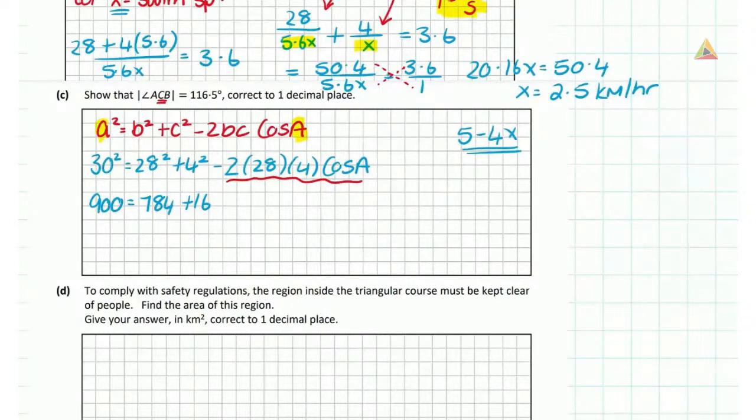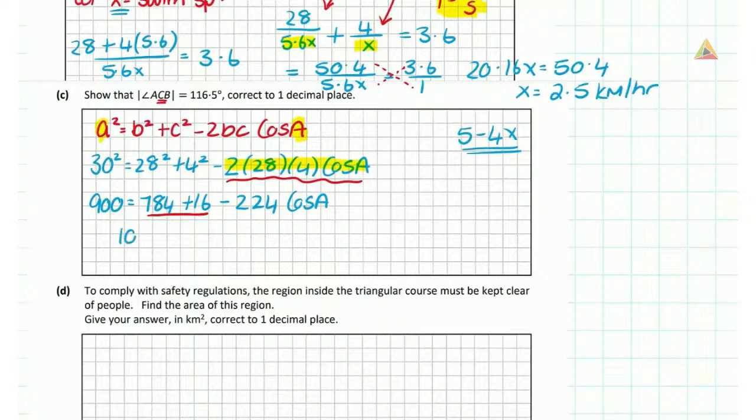So it's pretty much the same thing here. This has a cos A tagging along the end of it, so we can't just put the whole thing into the calculator. So 2 by 28 by 4, that's going to give me 224, and I have a cos A. So put these two together and subtract them on the left-hand side. That should be giving you 100.